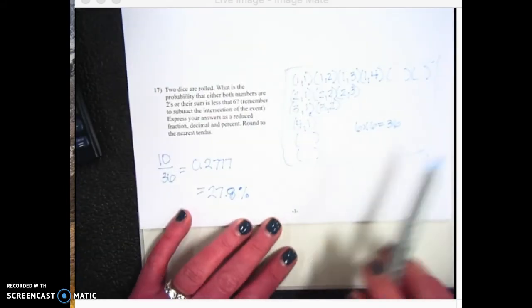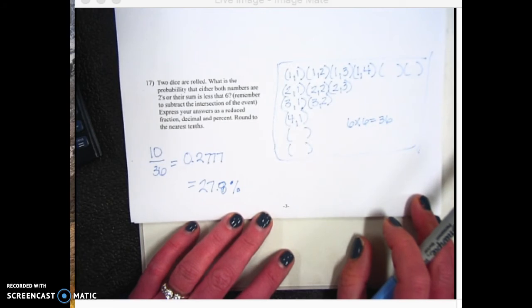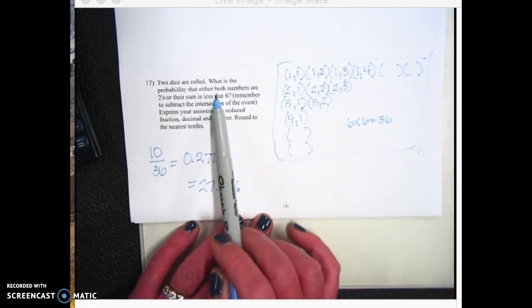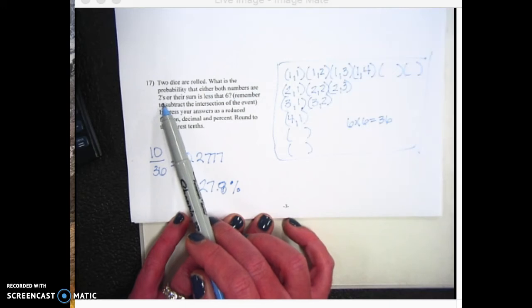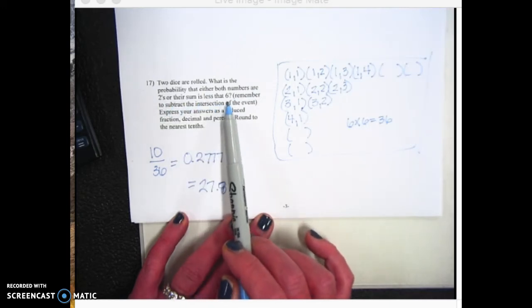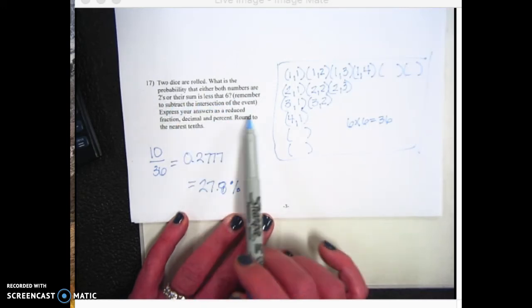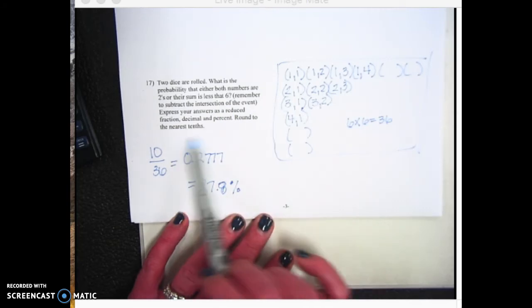For number 17, it says 2 dice are rolled. What is the probability that either both numbers are 2s or their sum is less than 6? Express your answers, reduced fraction, decimal, and percent, round to the nearest tenth.